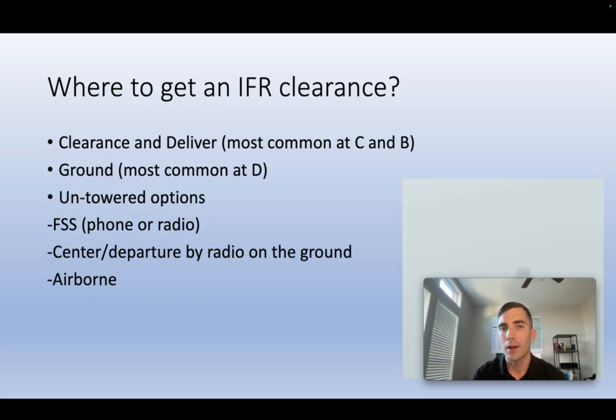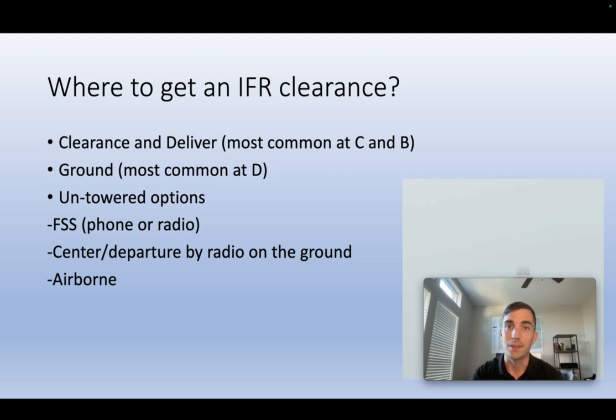Okay, so where to go to get an IFR clearance? There's all kinds of different airports, different airspace, controlled and uncontrolled. So we'll start from most advanced or most controlled to least controlled. Bravo and Charlie airspaces and a few Delta airspaces have a clearance delivery frequency. And so when you are ready to pick up your clearance, you'll just tune into their frequency and let them know who you are, let them know you're ready to pick up your IFR clearance.